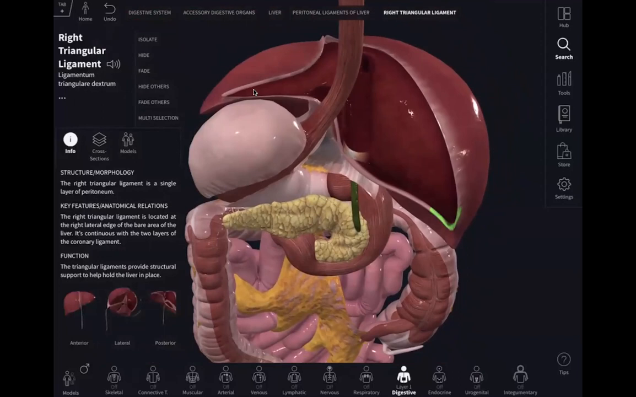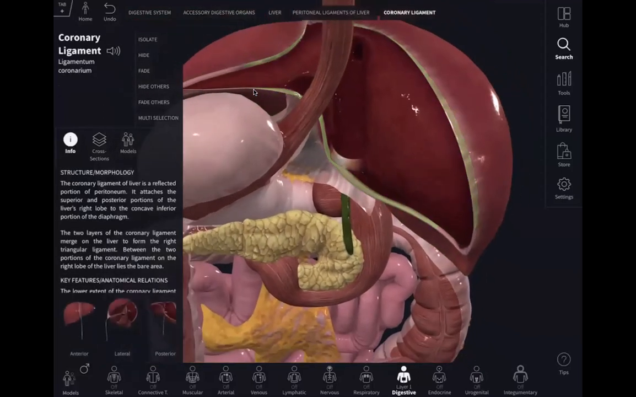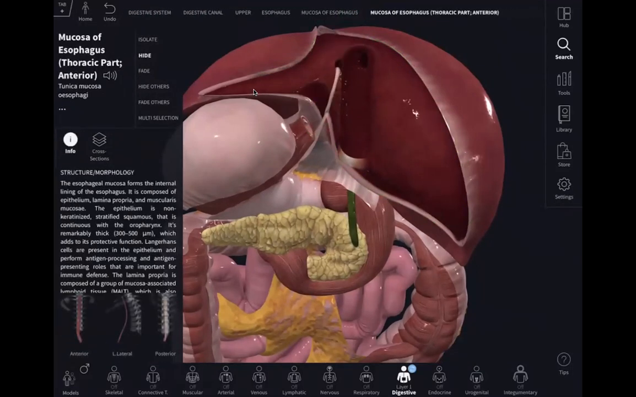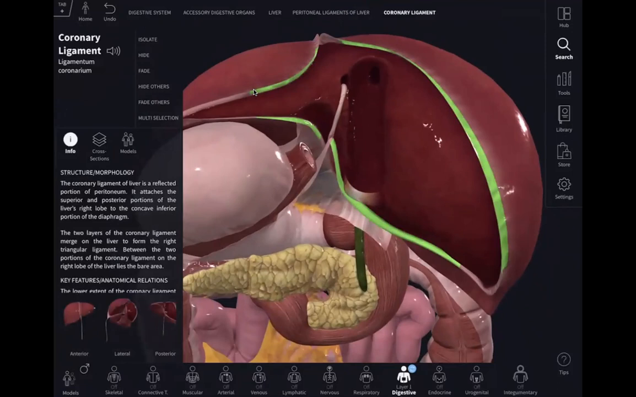Everyone, is it clear about the ligaments? Falciform ligament, right and left triangular ligament, upper and lower coronary ligament. Is it clear? Okay. Now, can you show the coronary ligament again? This is your coronary ligament. Let me just hide this one. Sorry about this. Now I think you can see it clearly. This is your coronary ligament, upper and lower coronary ligament. Clear?